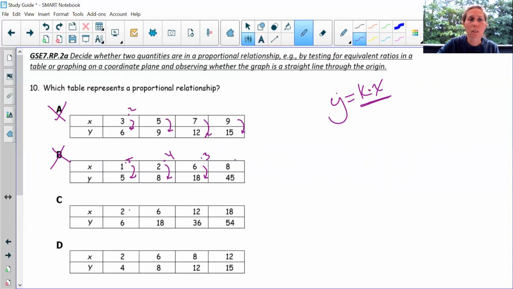Letter C, times 3. 2 times 3 is 6. Well, 6 times 3 is 18. 12 times 3 is 36. 18 times 3 is 54. Looks like C, but let's check D. Times 2. Well, that's plus 2. That's plus 4. That's plus 3. That's not going to work. So your answer is C.